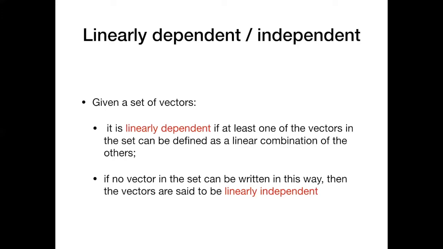These are two concepts. One, we have a set of vectors. It's linearly dependent if at least one of the vectors in the set can be defined as a linear combination of the others. It means that we can find a vector in this set that can be defined as a linear combination of the others. Then this set of vectors is linearly dependent. Otherwise, if no vector in the set can be written in this way, then the vectors are said to be linearly independent.